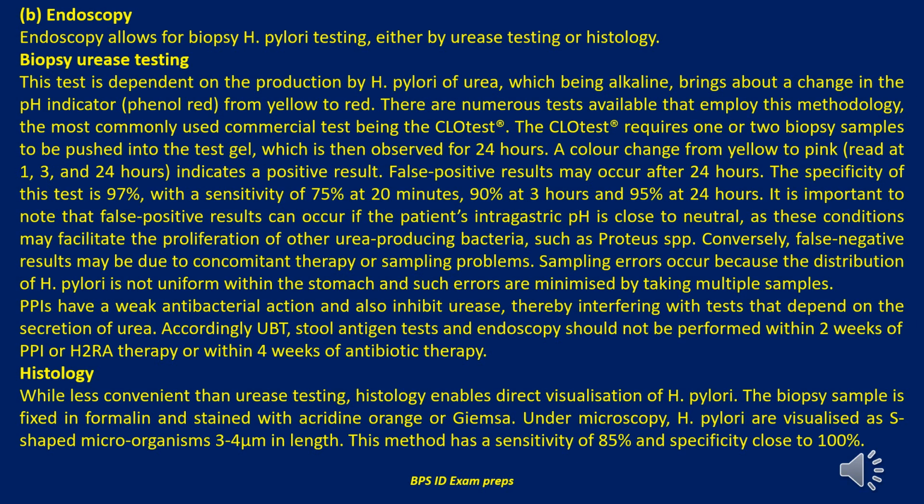Next we will discuss its histology. While less convenient than urease testing, histology enables direct visualization of Helicobacter pylori. The biopsy sample is fixed in formalin and stained with acridine orange or Giemsa. Under microscopy, Helicobacter pylori are visualized as S-shaped microorganisms 3 to 4 micrometers in length. This method has a sensitivity of 85% and specificity close to 100%.